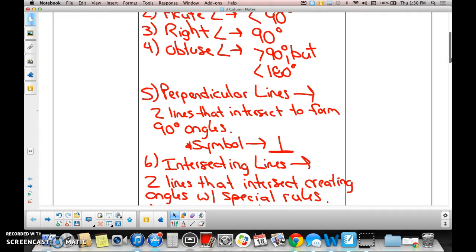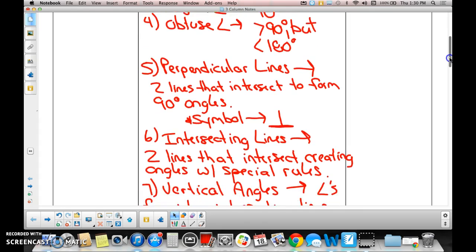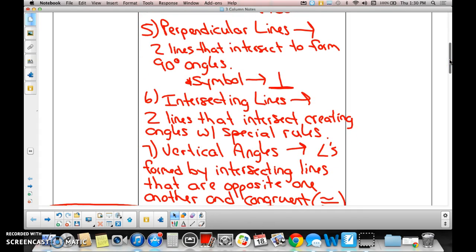Jose, if you have two perpendicular lines that intersect one another, what do you know will happen with angle formations? They'll equal right at 90 degrees. Beautiful. And Jose, if you have intersecting lines that aren't necessarily forming perpendicular or right angles, what do we get? You're going to get vertical angles.